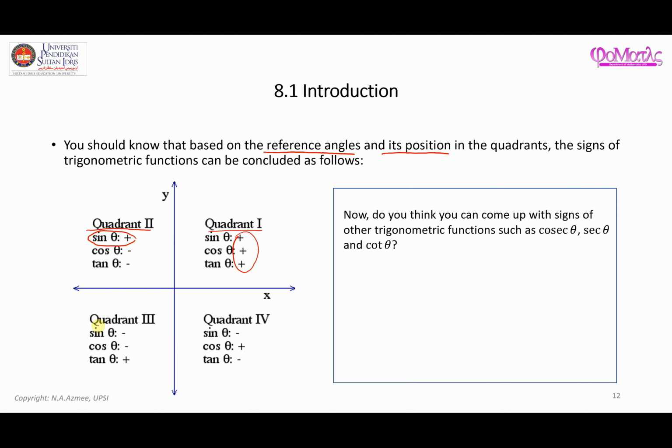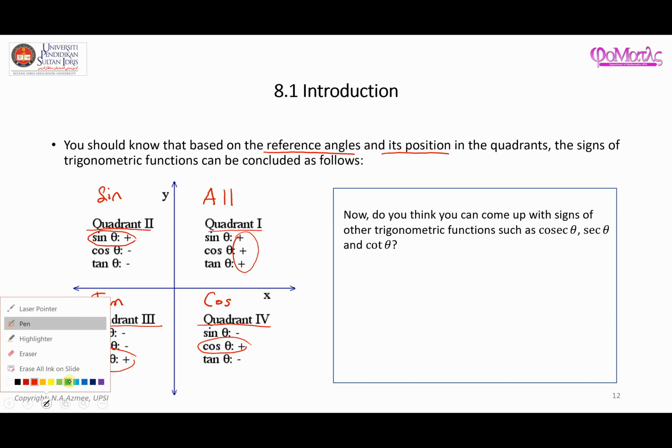When the reference angle is in the third quadrant, only tangent of theta is going to be positive. And finally, when the reference angle is in the fourth quadrant, only cosine of theta is going to be positive. So here we have all positive, only sine is positive, only tangent is positive, and only cosine is positive.